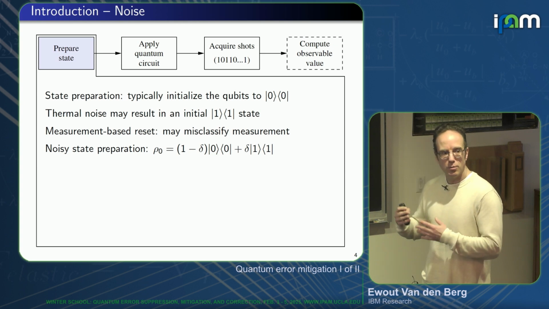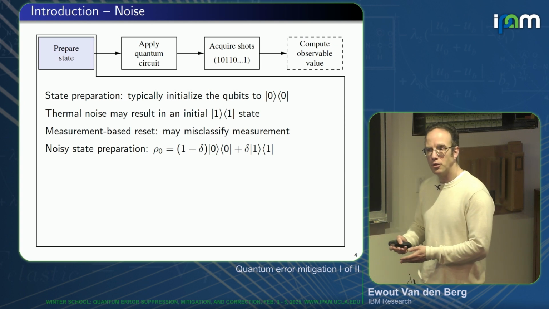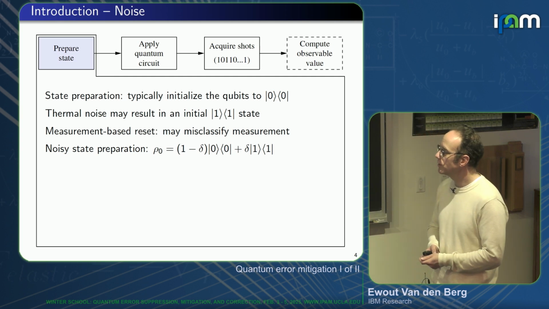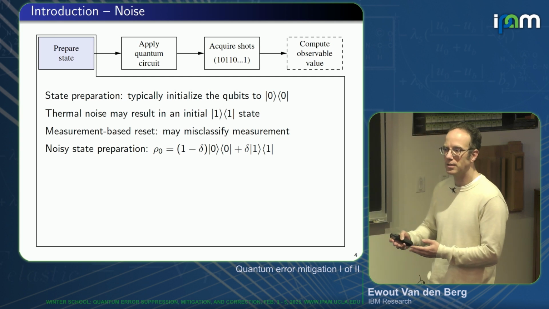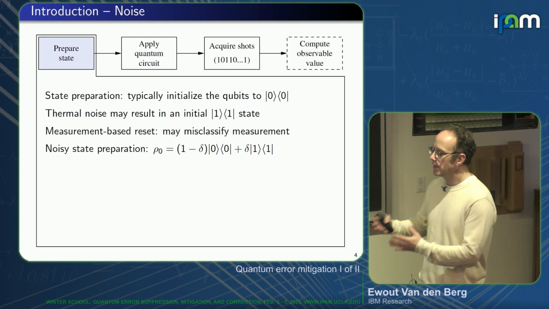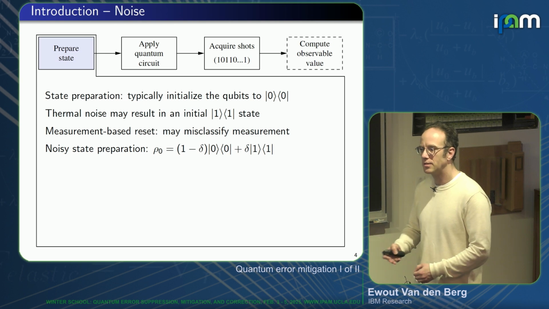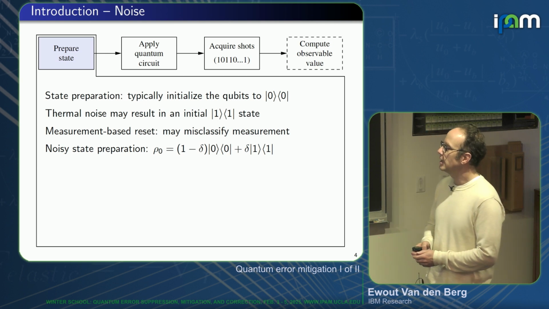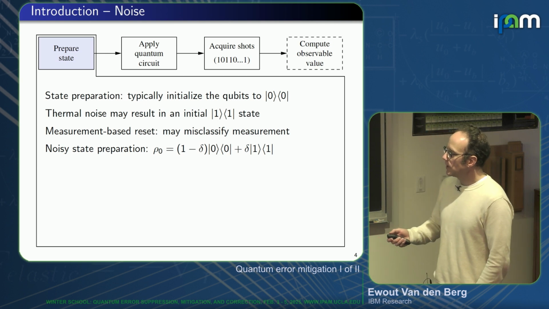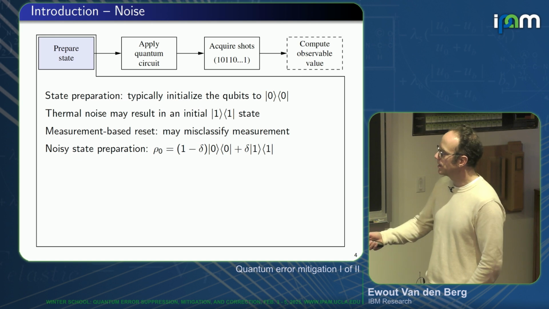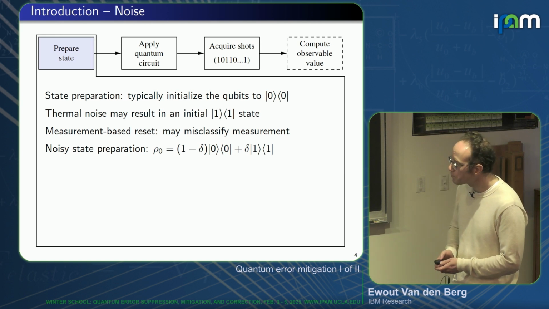So sometimes you want to do a resetting of a qubit. You just measure it, and you know it's in one or zero, and then you may apply a NOT gate if it's a one, and then you hope to end up in the zero state. But if you misclassify the measurement, then of course you're also not in the zero state. So in general, maybe the noisy state will be some factor of zero and some part ones.